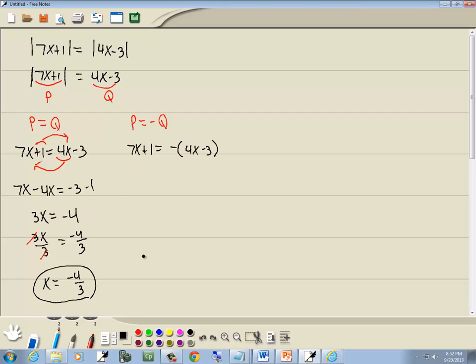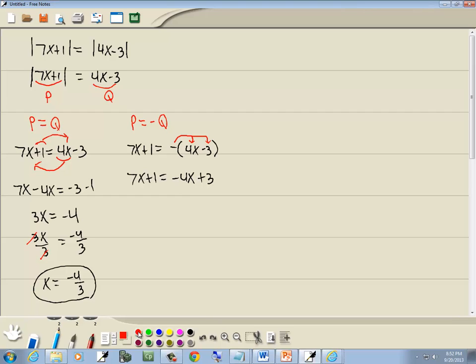Now we want to solve this other one. Our first step is get rid of parentheses. In this one we have a negative before our parentheses. So I'm going to take that negative and it's going to flip the sign of everything inside. It's like multiplying by negative 1. So we got 7x plus 1 is equal to the 4x becomes a negative 4x. The negative 3 becomes a positive 3.